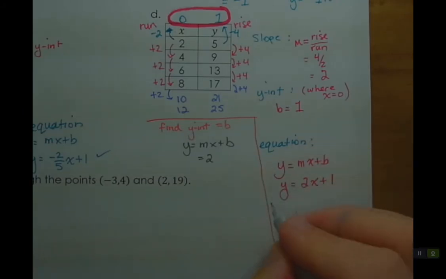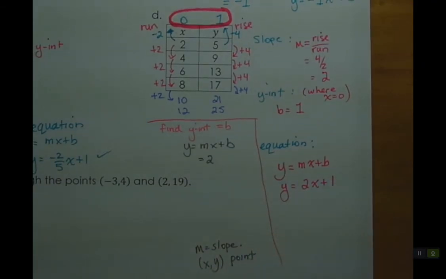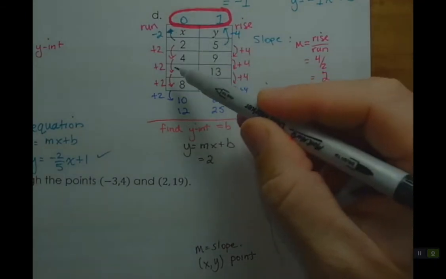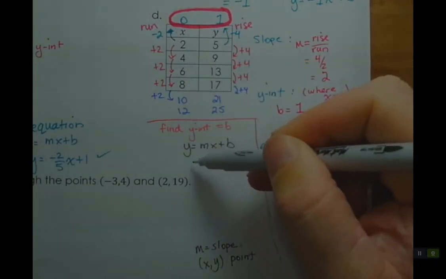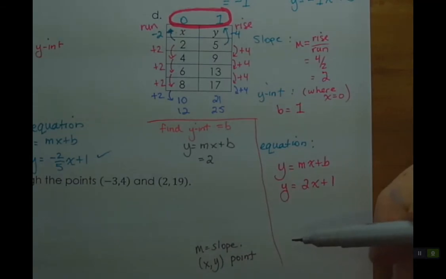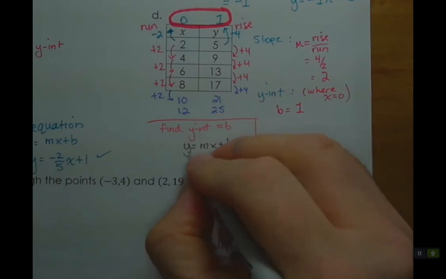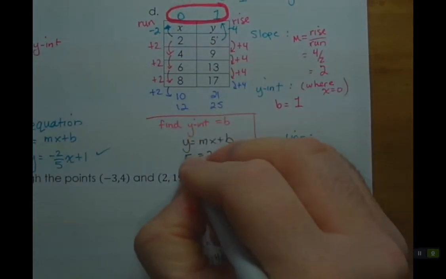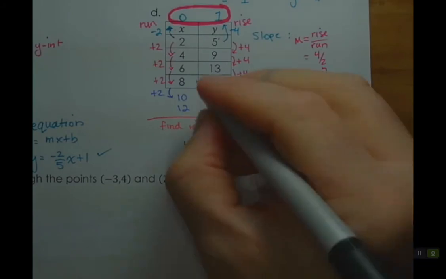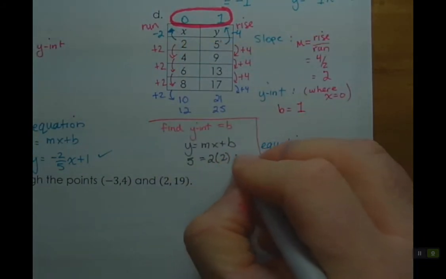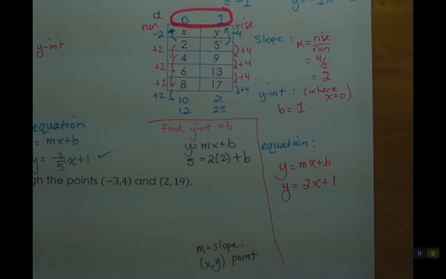The second thing is, if I look at this, m is the slope, and x, y is a point. And what we can do is take any point that we have here and sub it into this equation, solve for b. So what I'm going to do is take 2 and 5. I'm going to say my 5 is going to be y and my x is going to be 2. Then I'm going to solve for b.